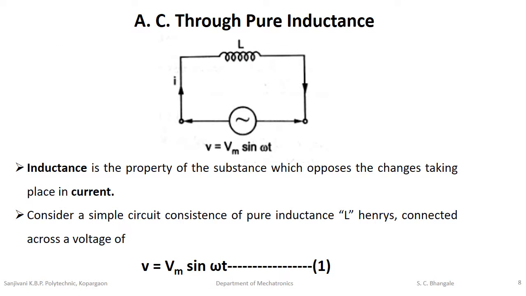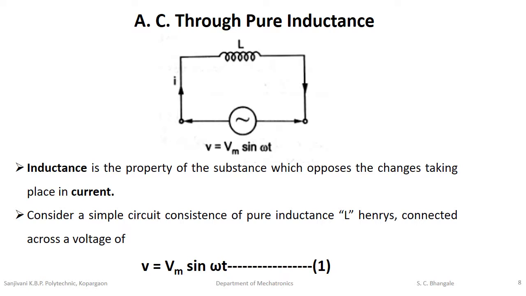The second is AC through pure inductance. Inductance is the property of a substance which opposes the changes taking place in current. Inductance has the property to oppose the changes which take place in the current.